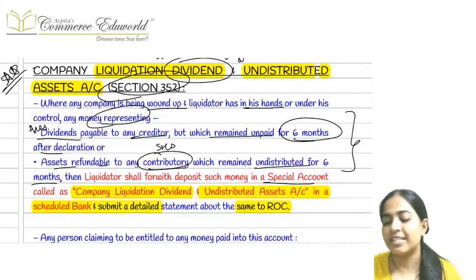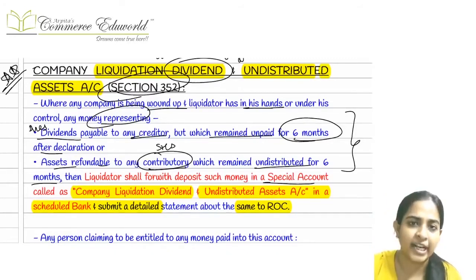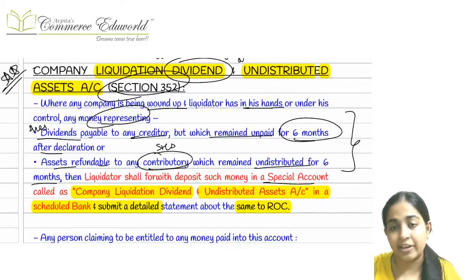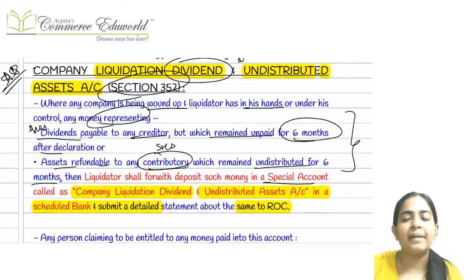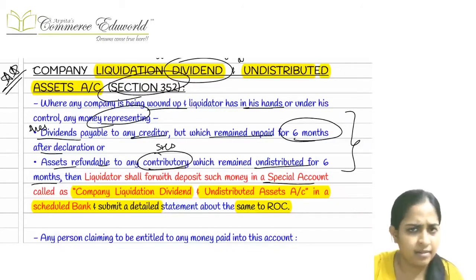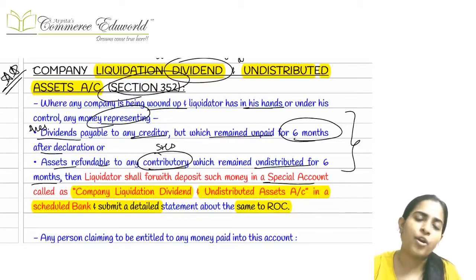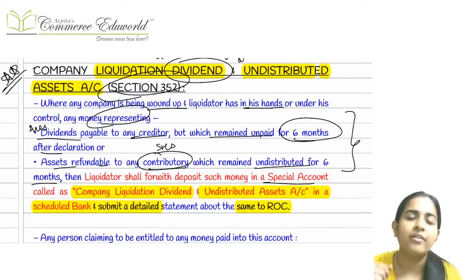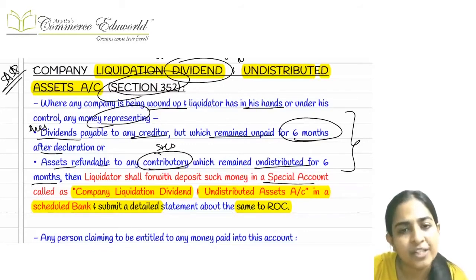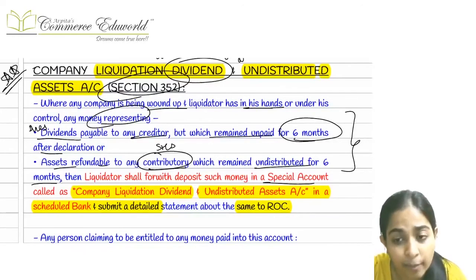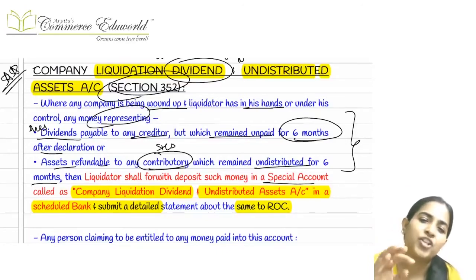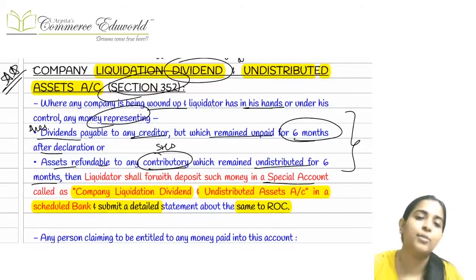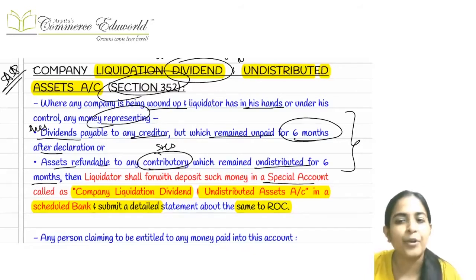Now listen, the next important thing, on which a question can be tested, is this: suppose once a liquidator decides that so and so amount is payable to the creditor, and so and so amount is payable to the contributory, etc. Now, at the time of payment, if the company liquidator finds that this creditor or this contributory is untraceable, which is 100% possible, then the company liquidator will keep on trying for a period of 6 months to find that creditor and that contributory. If within 6 months also he is not able to pay the creditor and the contributory, he will deposit their due amount in a special account called the company liquidation dividend and undistributed assets account. He is going to transfer it into that particular account.